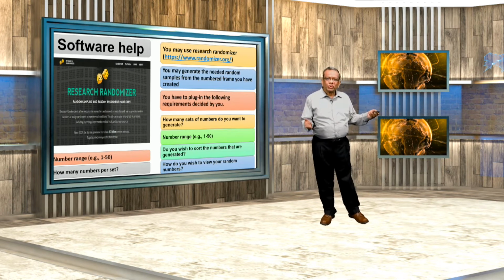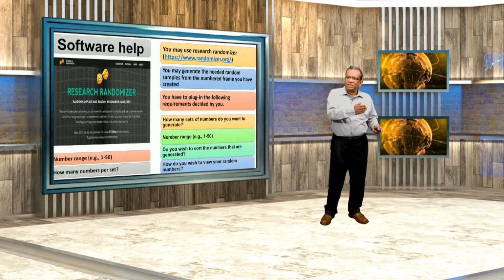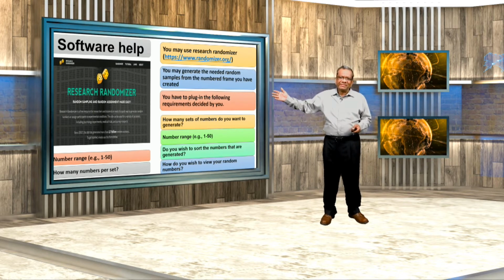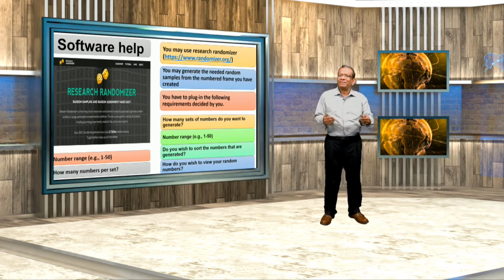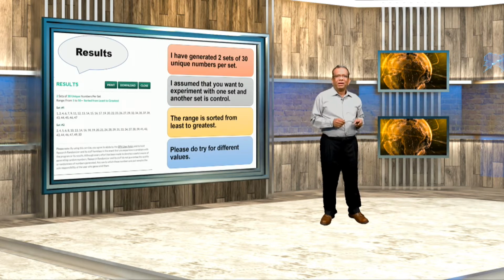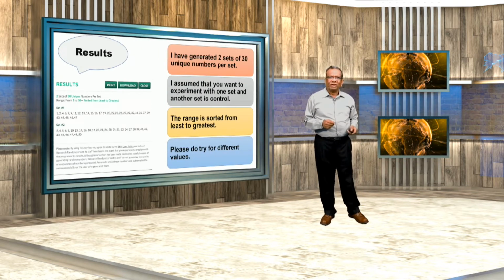Do you wish to sort the numbers that are generated? This is very simple. It sorts the numbers from smallest to largest. And how do you wish to view your random numbers? You can download the random numbers and then you can have the entire set available for you to view or to print. Now, this is the result I have got.